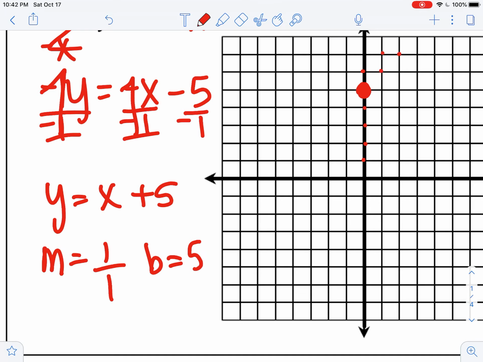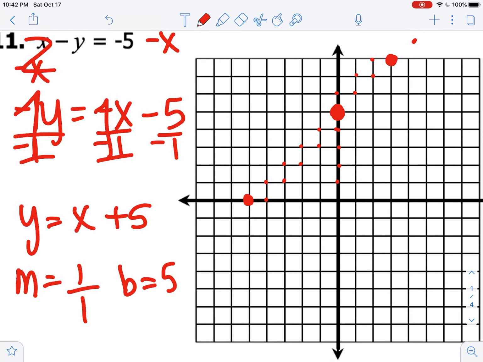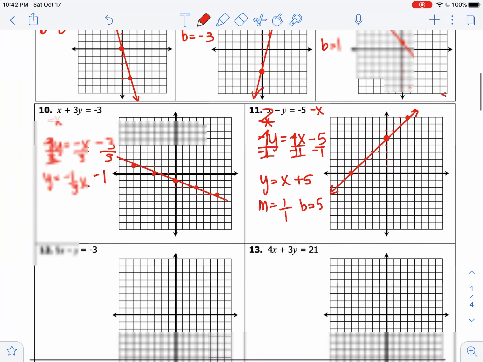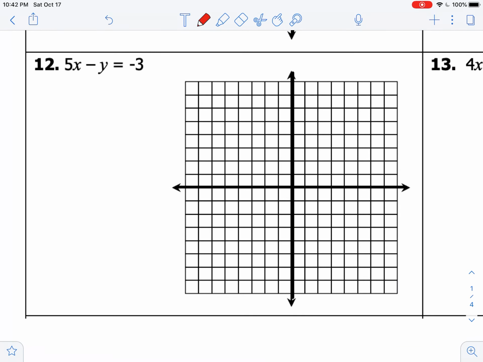And now we take it up 1 over 1, up 1 over 1, up 1 over 1. You can also go the other way, down 1 to the left, down 1 to the left, down 1 to the left. So it's creating this long line right here. There we go. Okay, let's try this one.